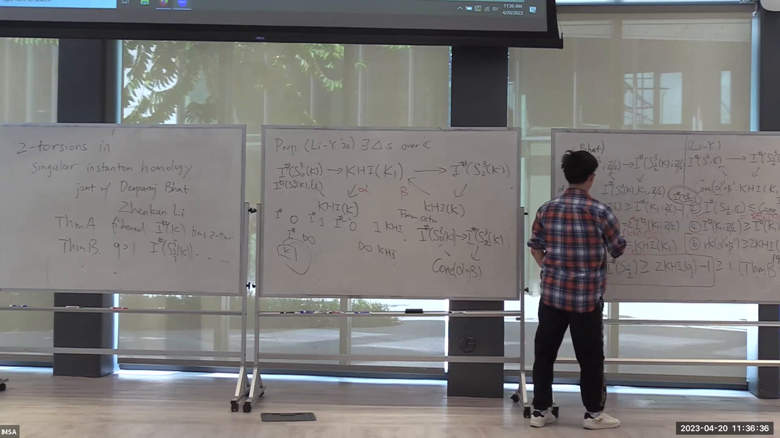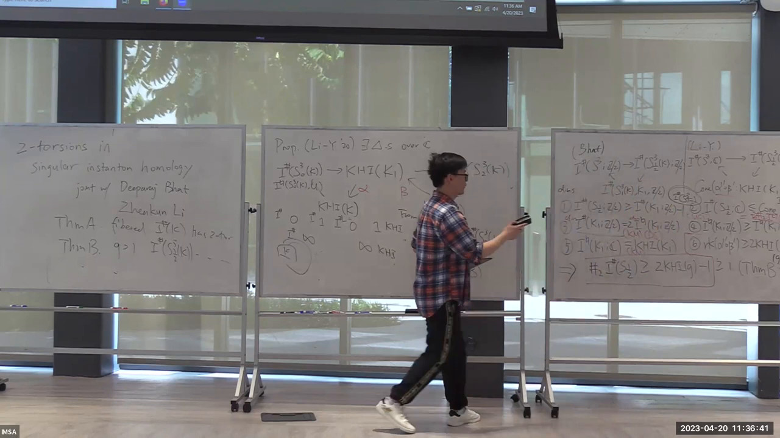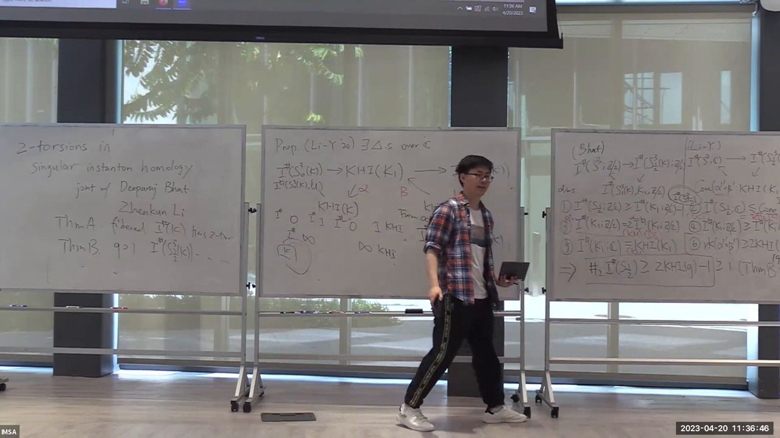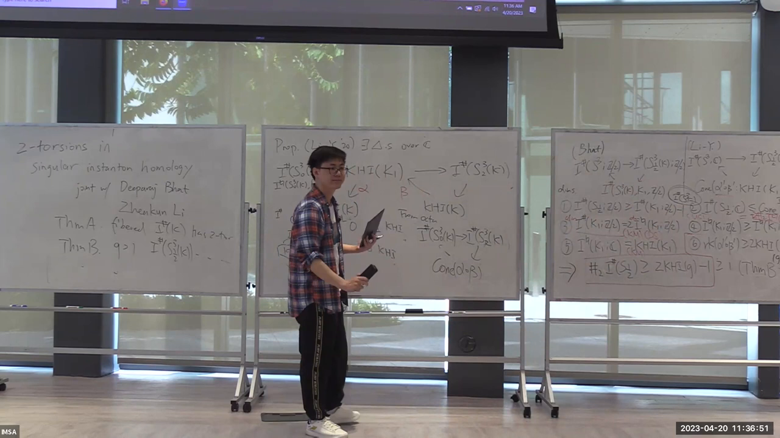That's the sketch of the idea, and I will explain more about the alpha prime and beta prime so that we can actually compute for many examples. Any questions?